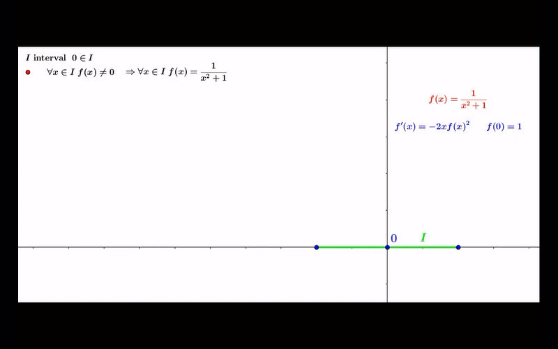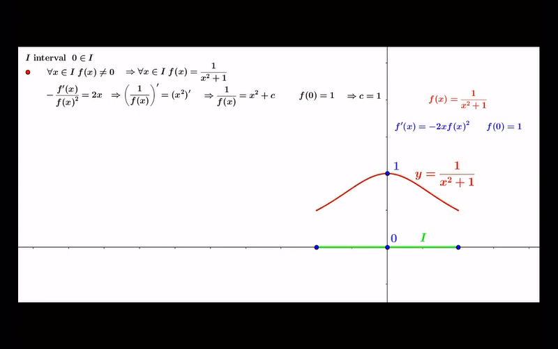Indeed, in the interval I, we can write −f'(x)/f(x)² = 2x, which, by virtue of standard differentiation rules, becomes (1/f(x))' = (x²)'. In the interval I, we get 1/f(x) = x² + c. So, since f(0) = 1, we obtain c = 1, and our first target is attained. If f has no roots in the real numbers, then the proof is complete.